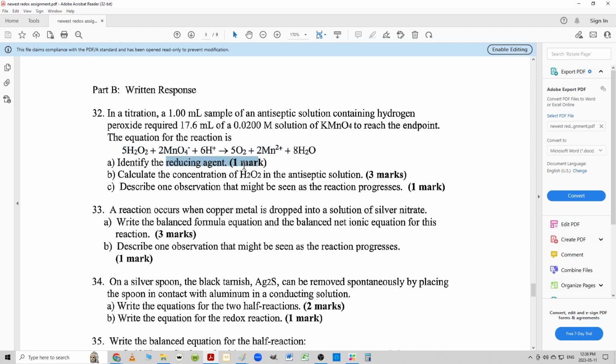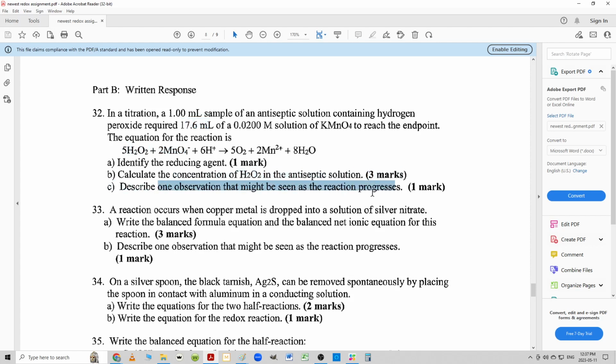Identify the reducing agent. So which one oxidizes? So this Mn is 2 plus here, and over here it is plus 6. So it oxidized. It's not the oxidizing agent. And so that means the H2O2 will be the oxidizing agent. Calculate the concentration of H2O2. So whatever you discover for the manganate moles, double it, and then divide by 5, and that will be the moles of H2O2, and then divide that by the milliliters to get the concentration of H2O2.